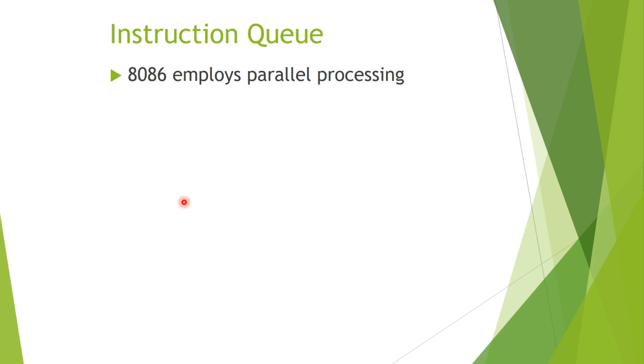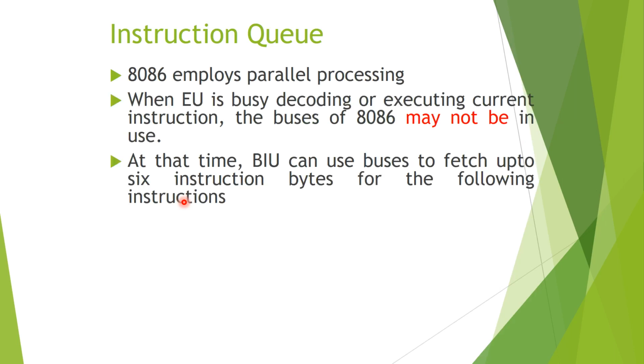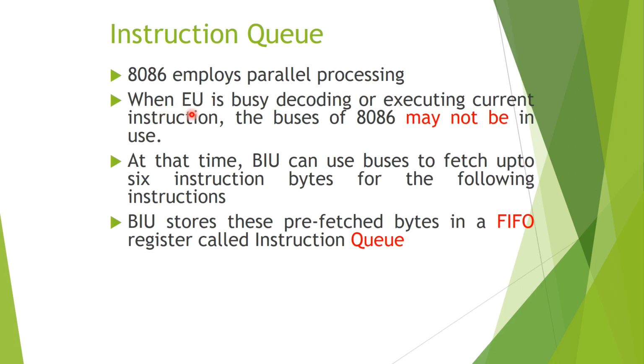Now, the main function of the instruction queue: the 8086 employs parallel processing. So when the execution unit is busy decoding or executing the current instructions, the buses of the 8086 may not be in use, because the instructions are already within the microprocessor. So during the decoding or executing, the bus may or may not be in use. At that time the bus interface unit can use these buses to fetch up to 6 instruction bytes for the following instructions.